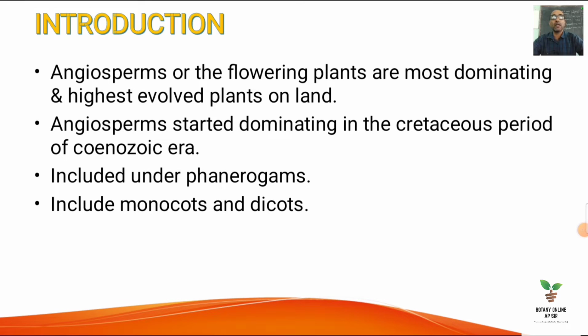Got it? So, these are seed bearing plants, and obviously they do have flowers, but the gymnosperms do not have flowers, they are only seed bearing plants, but the angiosperms are both flower bearing as well as seed bearing plants. You know very well that angiosperms include monocots and dicots. Monocots are the angiosperms where there is presence of a single cotyledon, and dicots are the angiosperms where there are two cotyledons. Got it?